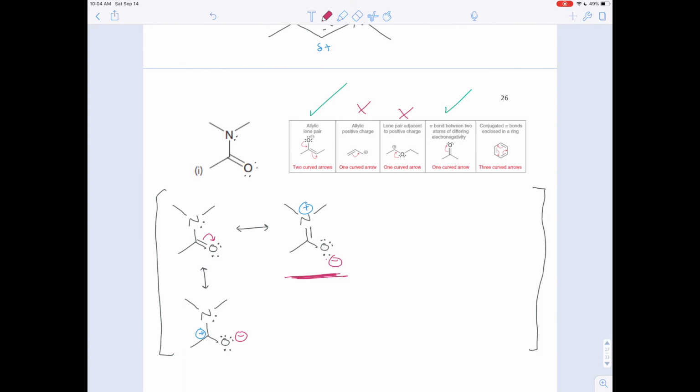Because we don't have conjugated pi bonds in a ring, we don't have this 5th pattern. We don't have a ring at all, so we couldn't have that. So we've gone through all 5 patterns for this second structure. Last but not least, we just want to go through all 5 patterns for our third structure here.